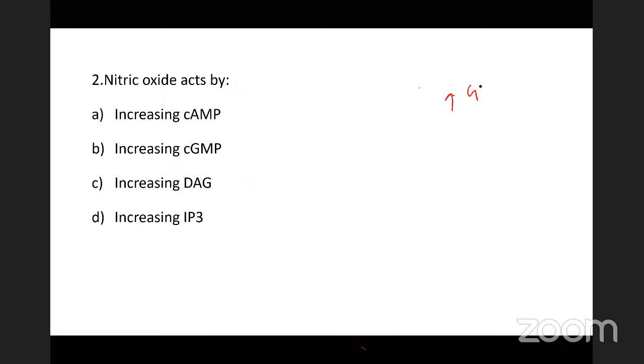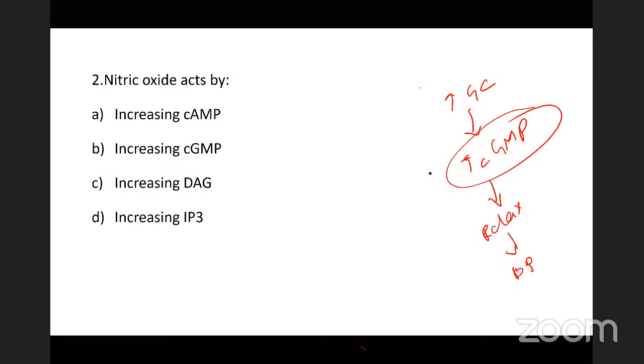Nitric oxide acts by, we have learned that nitric oxide stimulates the guanylyl cyclase activity, which increases the cyclic GMP, okay, which causes dephosphorylation of myosin light chain kinase, and also inhibits the calcium entry, causes relaxation of blood vessels, and BP will come down. So mainly it acts by increasing the cyclic GMP.